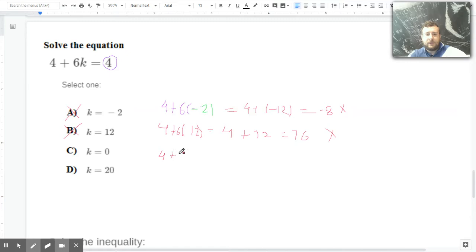Next, let me try it with 0. 4 plus 6 times 0. Now, 6 times 0 is just 0, so that means that's just 4. And that is what I'm looking for. I got my answer. This is it. I'm still going to check the last one just to be sure that I did this right. 4 plus 6 times 20. And 6 times 20 is 120. That would be 4 plus 120, which is 124.